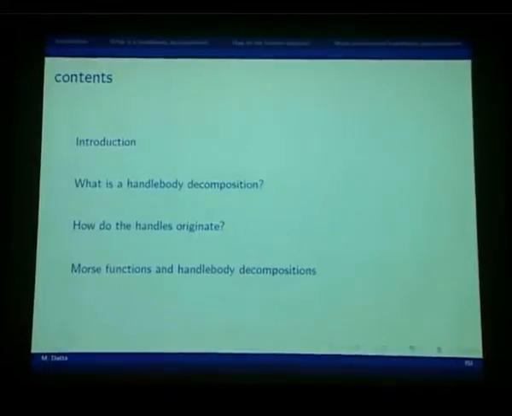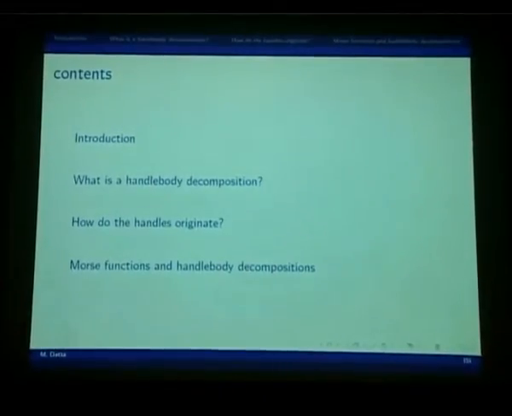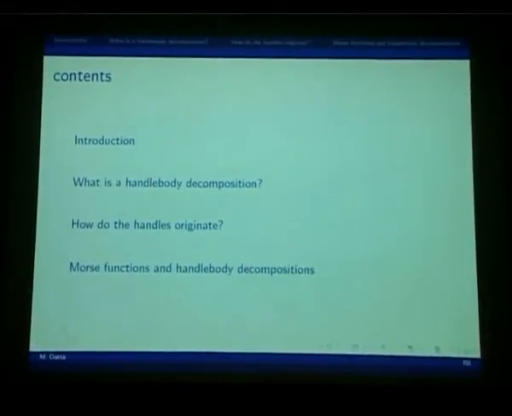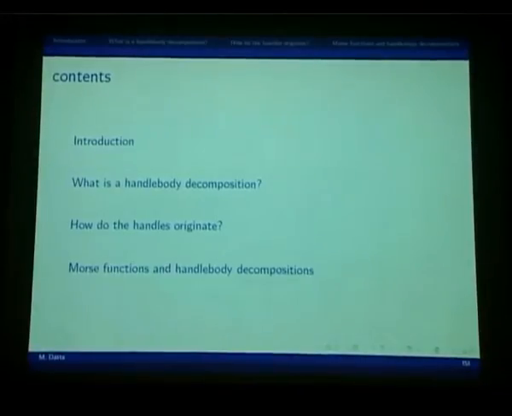So thank you everybody. So I am going to give a talk on handle body decomposition of a manifold. I will describe what is a handle body decomposition, and then I will show how the handles originate, and finally I will discuss Morse functions and how you can get handle body decomposition of a manifold.